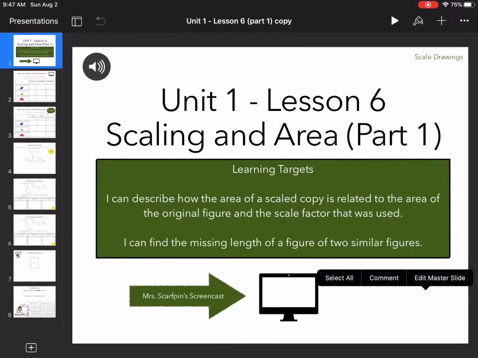Unit 1, Lesson 6, Scaling and Area, Part 1. So this is a two-part lesson. I broke it up because of the time. So I can describe how the area of a scaled copy is related to the area of the original figure and the scale factor that was used. I can find the missing length of a figure of two similar figures.